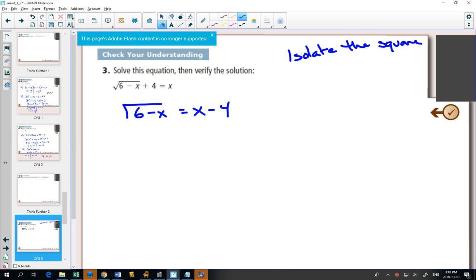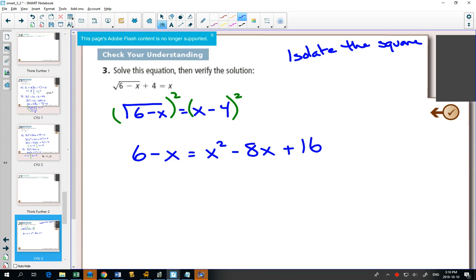Now, when you square both sides, though, this is why this is part of chapter 3. When I square a square root, well, the square root goes away. But what happens when I square x minus 4? Well, that's x minus 4 times x minus 4, which will be x squared minus 8x plus 16. And now it's a quadratic equation.